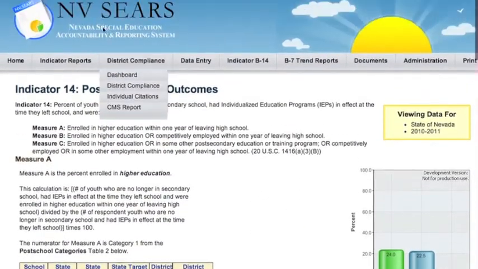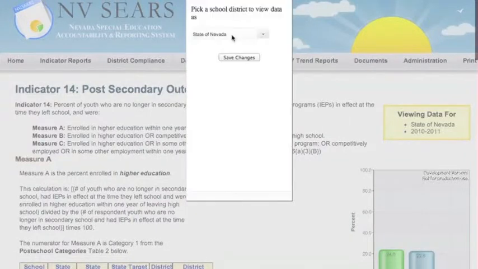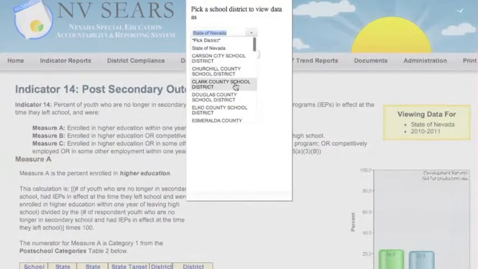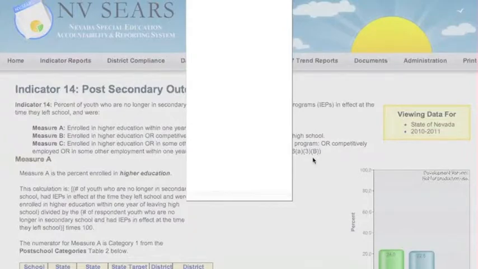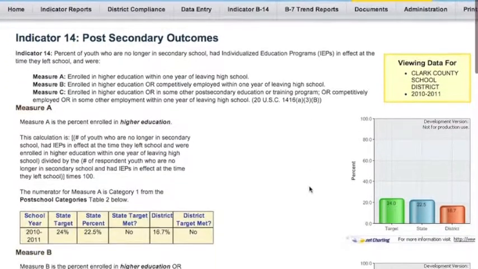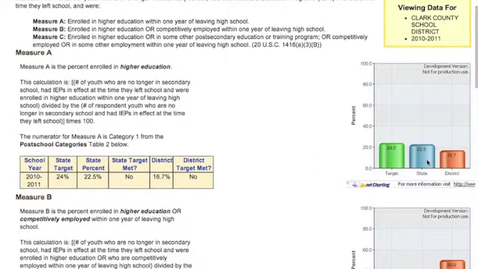But I can change to a district. Let's pick a large district, someone like Clark County. And then you can begin to see how their data compares to the state.